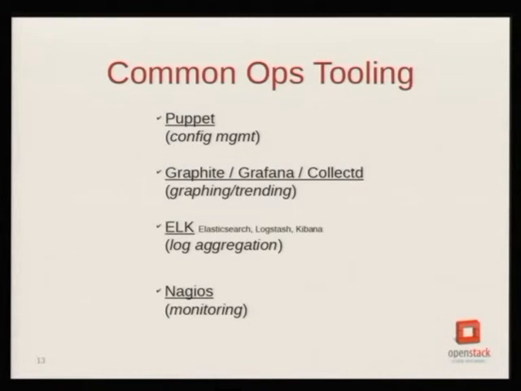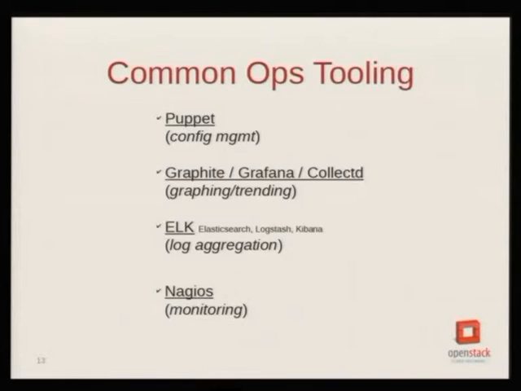For graphing and trending, like we just saw on the dashboard here, we use Grafana and Graphite with CollectD, which runs on each of those hosts. For logging and aggregation, because we definitely don't want to be in the business of SSHing to individual servers and rooting through log files when something goes wrong, we want to aggregate those in one location. We use the ELK stack, so Elasticsearch, Logstash, and Kibana. And then lastly, we use Nagios for monitoring.